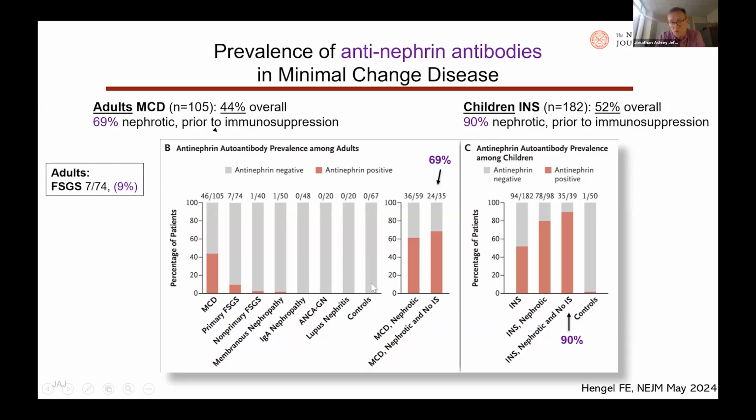If we look at controls, the controls were almost all negative. There was one membranous patient and a few patients with membranous and FSGS. Overall, they found 9% of patients who had an FSGS pattern actually had anti-nephrin antibodies.